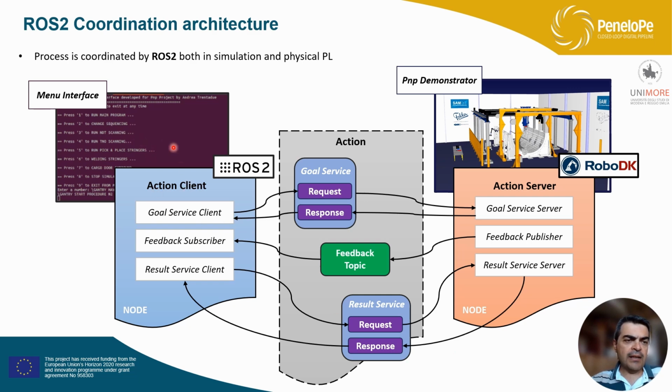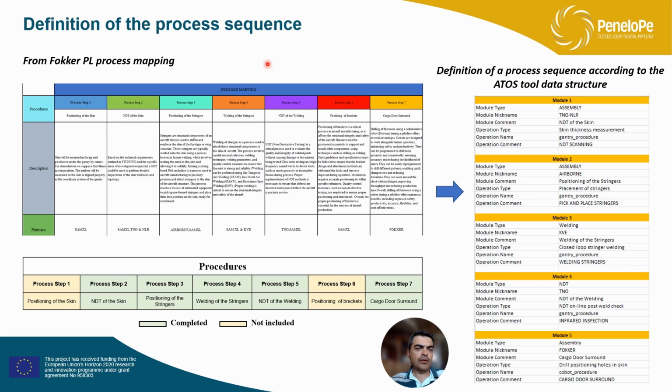The action client receives instructions from an XML file containing the sequence of actions one wants to perform. So the first step was to describe the process we want to accomplish. This slide contains some of the elaborations that have been done to define the process that we wanted to demonstrate in the Fokker pilot line.